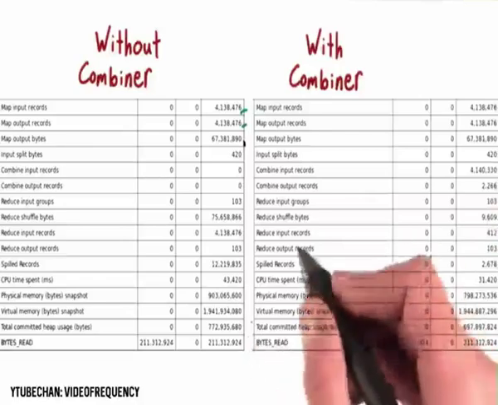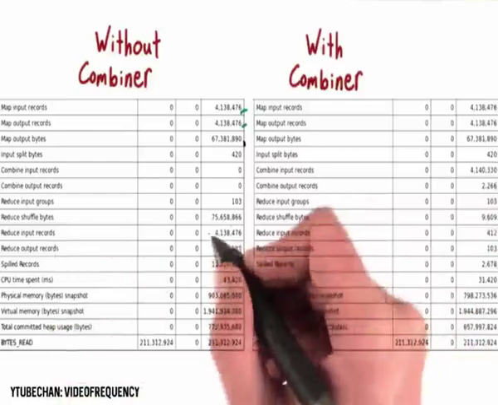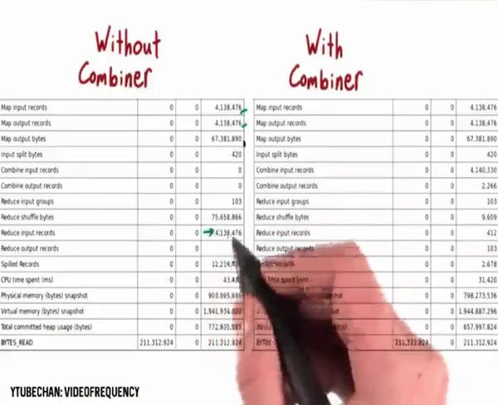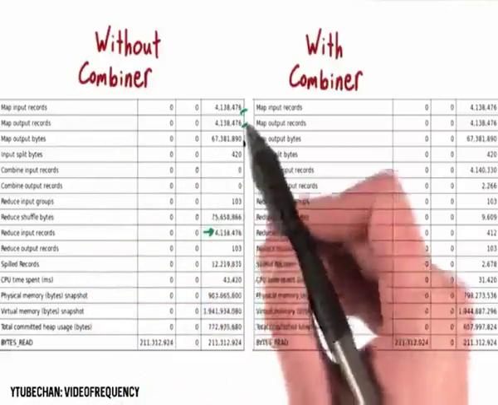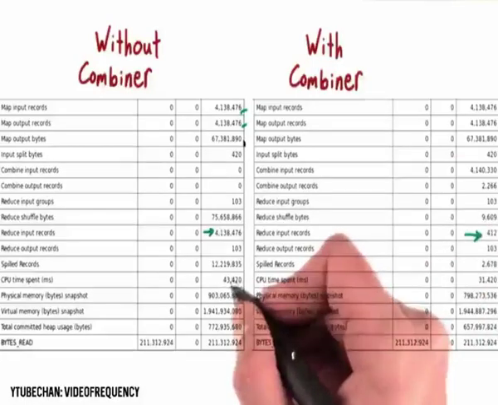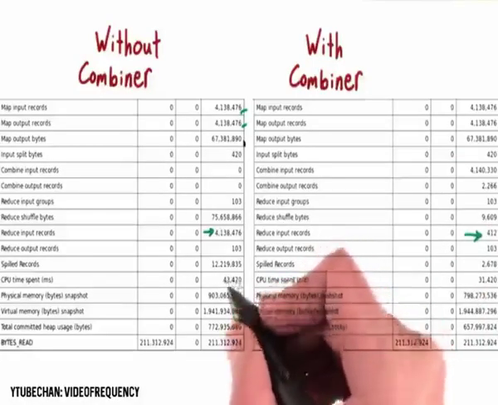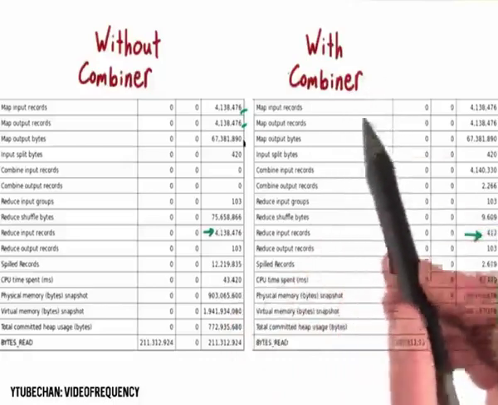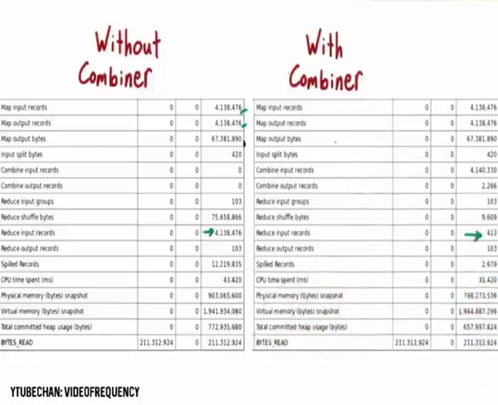But where things get really interesting is down here at reduce input records. The reducers had to handle the whole 4 million records that the mappers outputted when there was no combiner. But when there was a combiner, these 4 million map output records got combined into 412 reducer input records. That's pretty amazing. That's a huge change. And in fact, the reducers had to shuffle far fewer bytes, and for time spent, with the combiner this job took 31 seconds to run, versus without where it took 43. That's a significant difference. So you can really use combiners to improve the efficiency of your MapReduce jobs. And we're going to try that next.